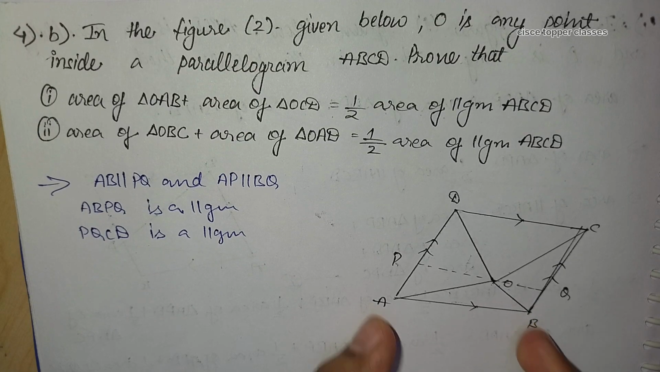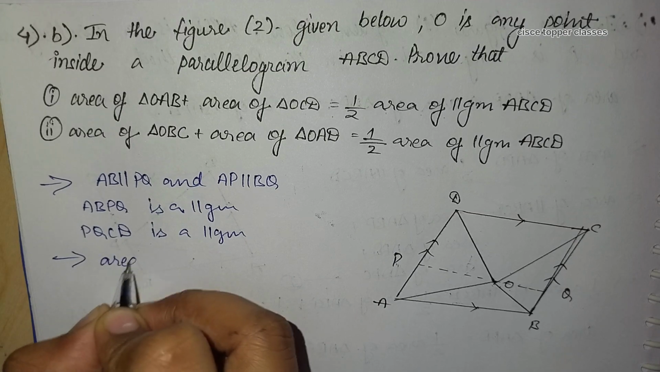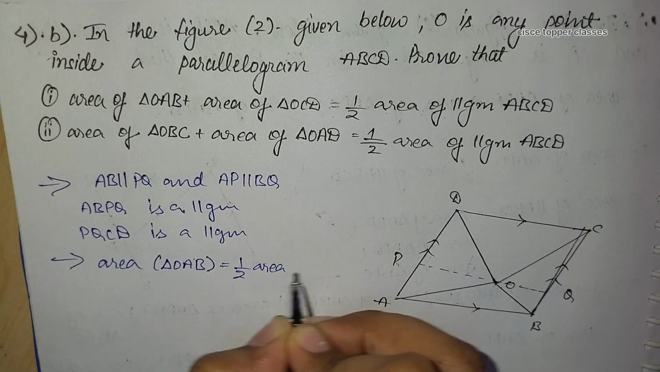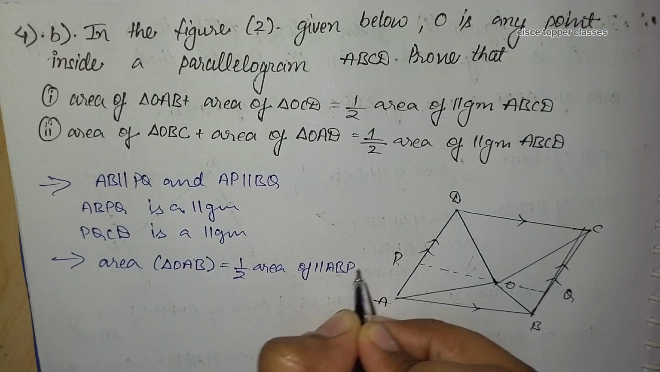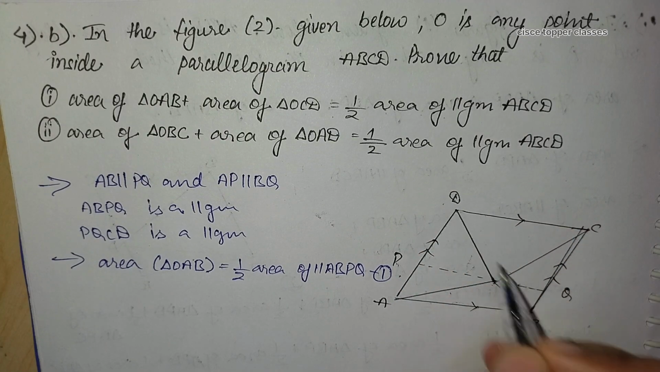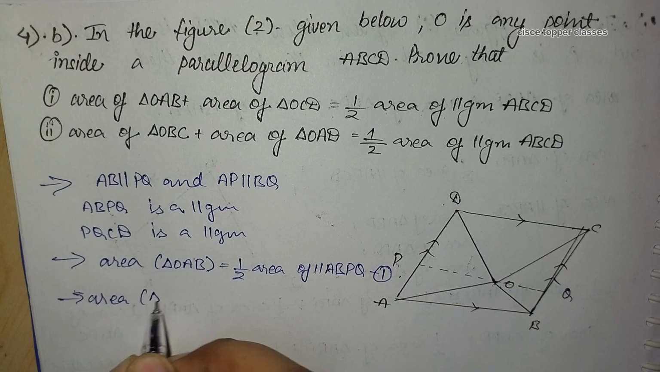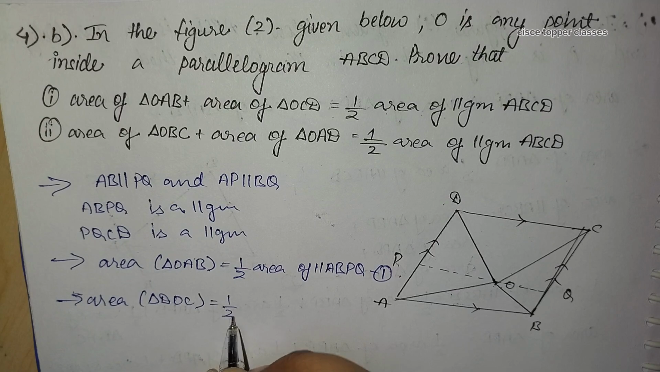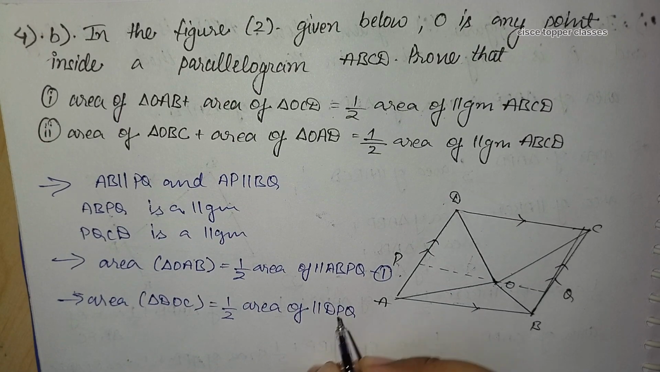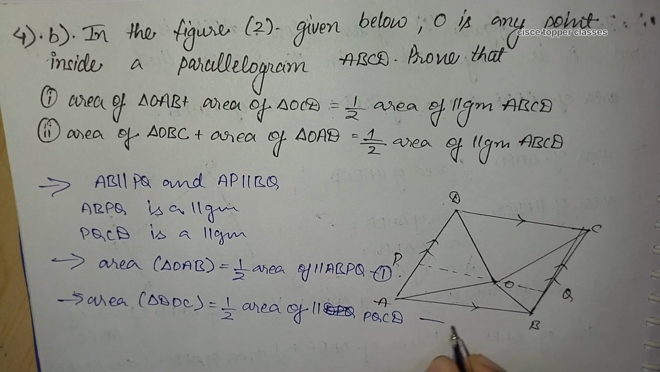Here it is given that the triangle is on the same base and between the same parallel lines. So we can simply say that by theorem, area of triangle OAB is equal to half of area of parallelogram ABPQ. Put it as the first equation. Now again here we can do the same process in DOC because it is on the same base and between the same parallel lines. So area of triangle DOC is equal to half of area of parallelogram PQCD. So let it be the second equation.